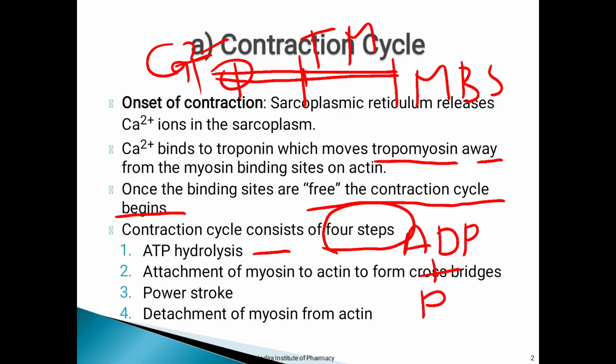Second step is attachment of myosin to actin to form cross bridges. Third is power stroke, and the last step is detachment of myosin from actin. So we'll now see each step in detail.